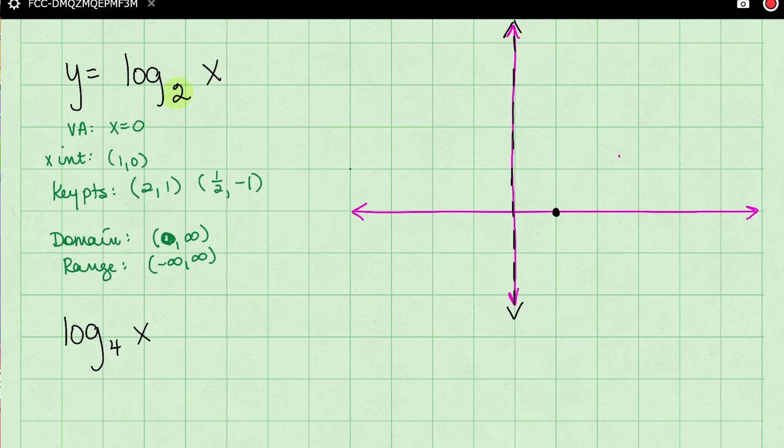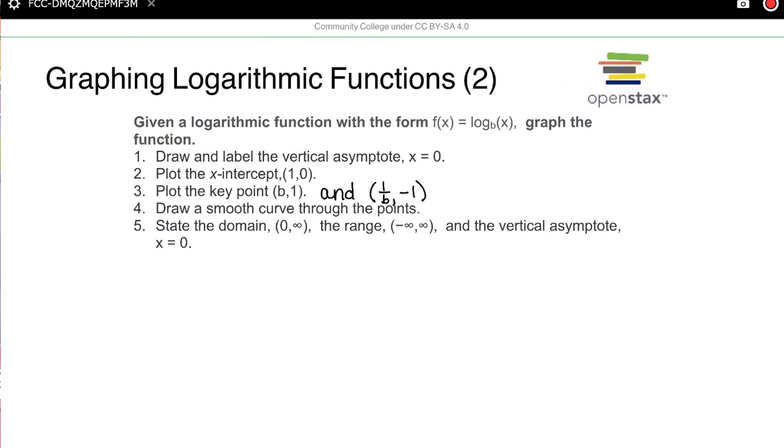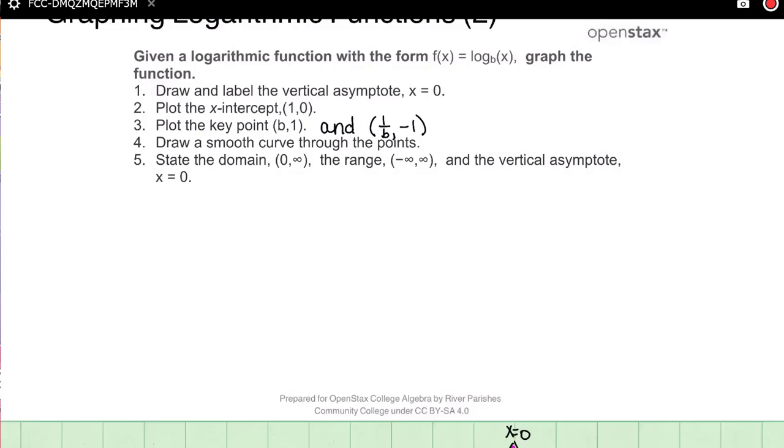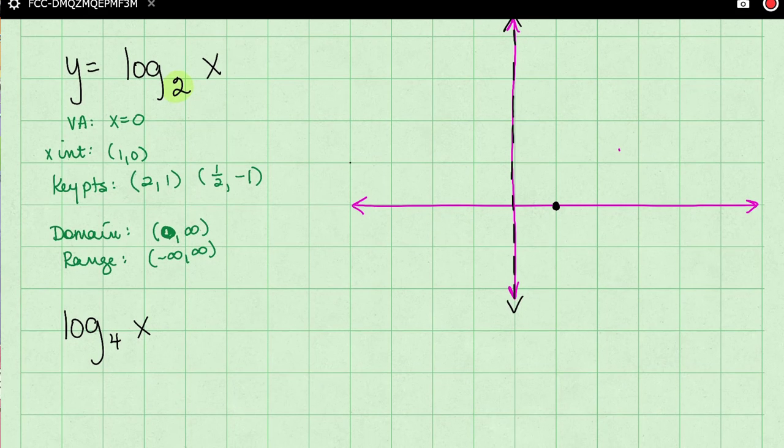And then plot the key point, which it said was (b, 1). But I also said there was one at the reciprocal of b and -1, so I'm going to plot both of those. So we have the point over 2 and up 1. And then we also have the reciprocal 1/2 and -1. So there are the points.